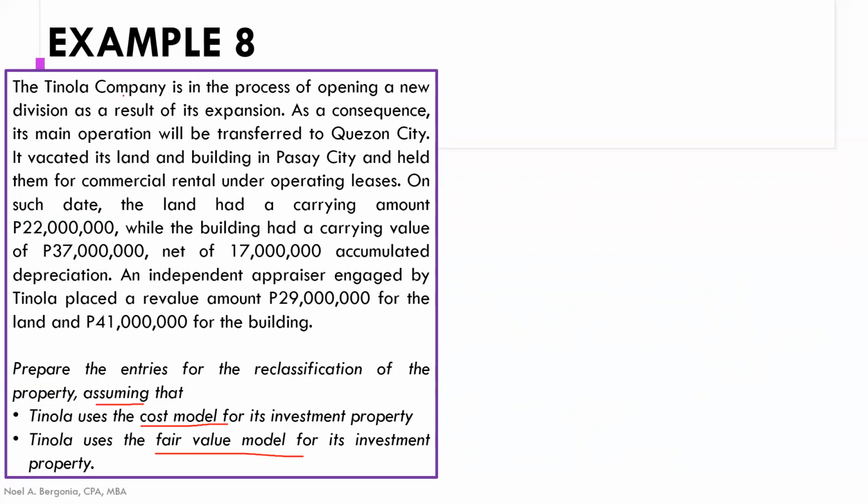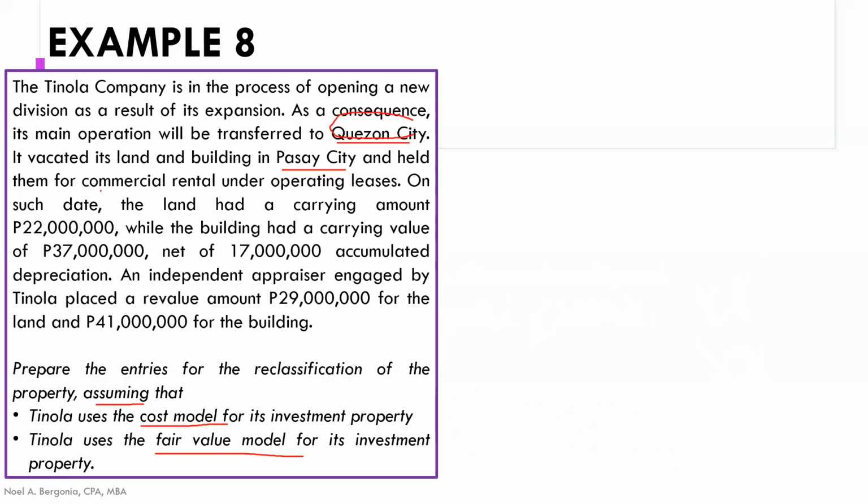So let us read. Tinola Company is in the process of opening a new division as a result of its expansion. As a consequence, its main operations will be transferred to Quezon City. It vacated its land and building in Pasay. So they will be leaving the Pasay area, then transferring to Quezon City. So kung dati po it was owner occupied, ngayon po ay ito na ay magiging investment property.